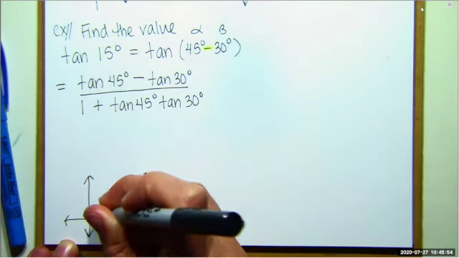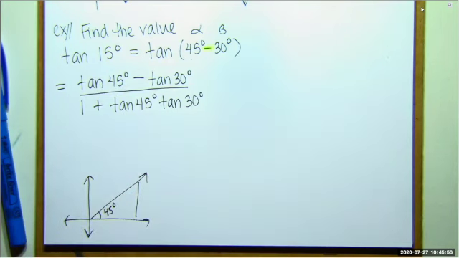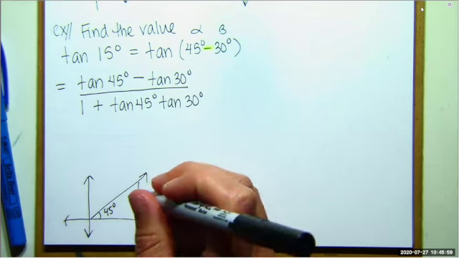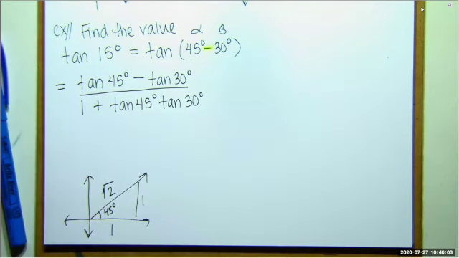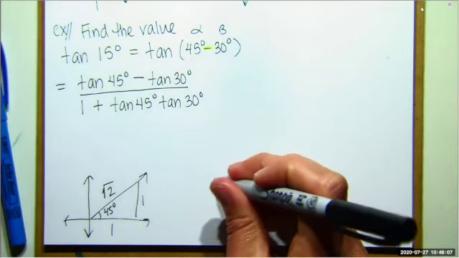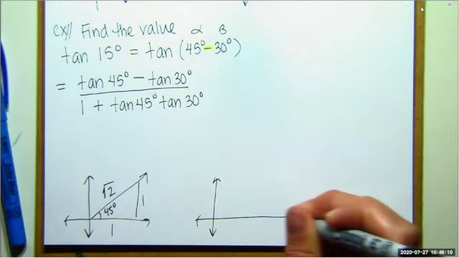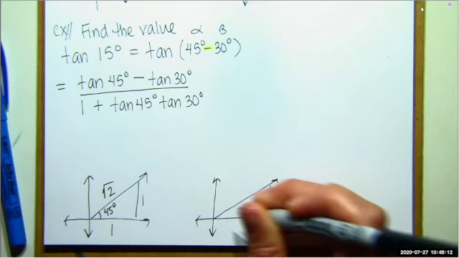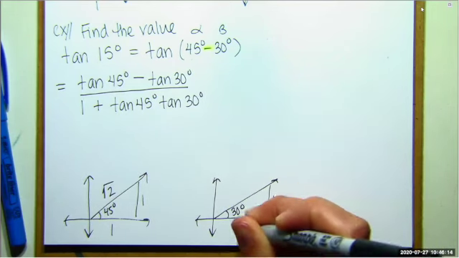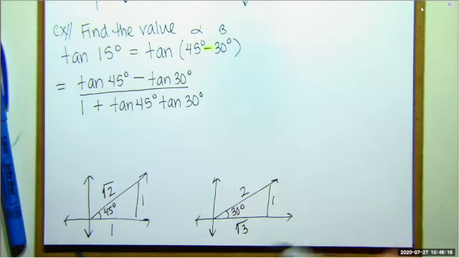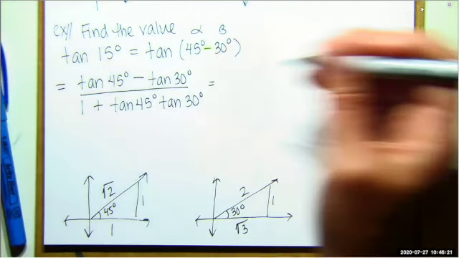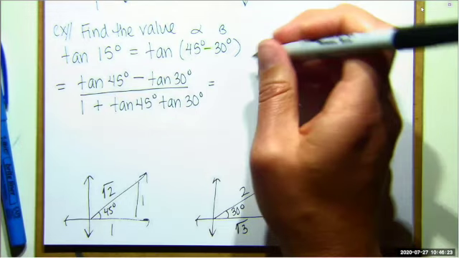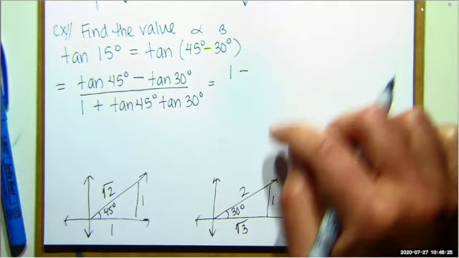Here's our picture for 45. We have SOHCAHTOA. Tangent's opposite over adjacent, so that means tangent's going to be 1. And in the first quadrant, everything is positive. The other one we'll need is 30. We know our sides are 1, root 3, and 2, and tangent is opposite over adjacent, so that's 1 over root 3.